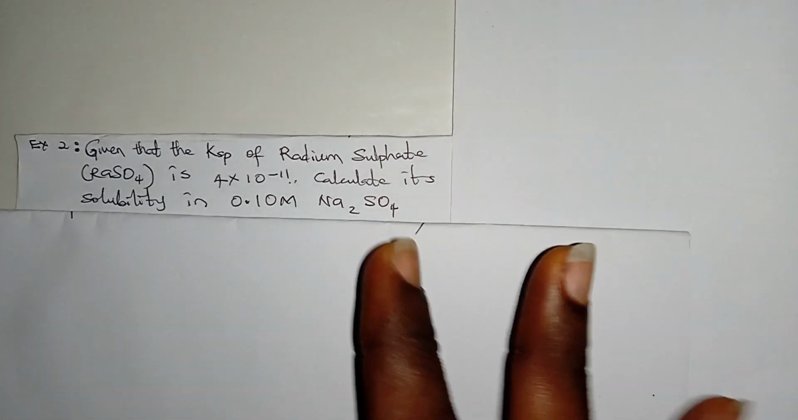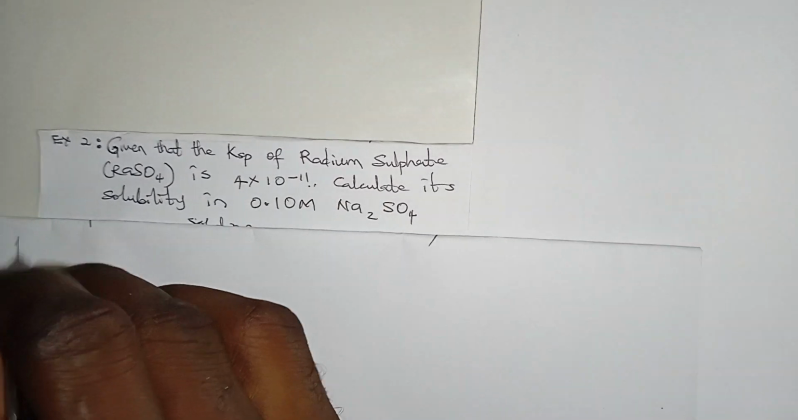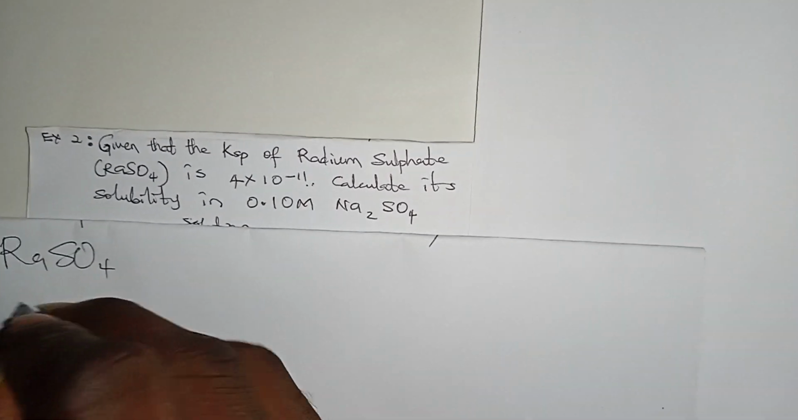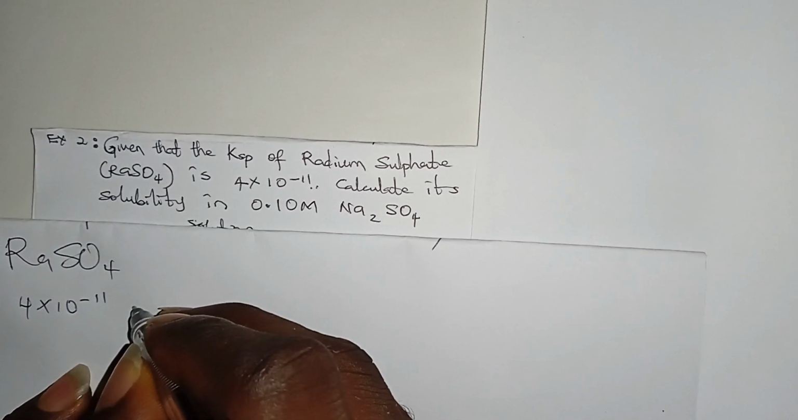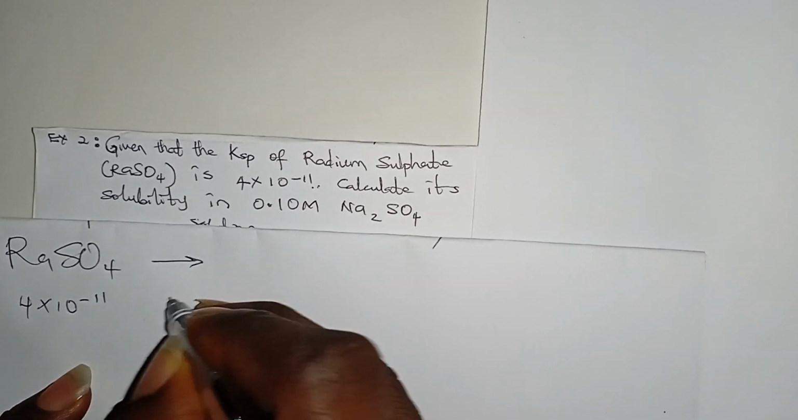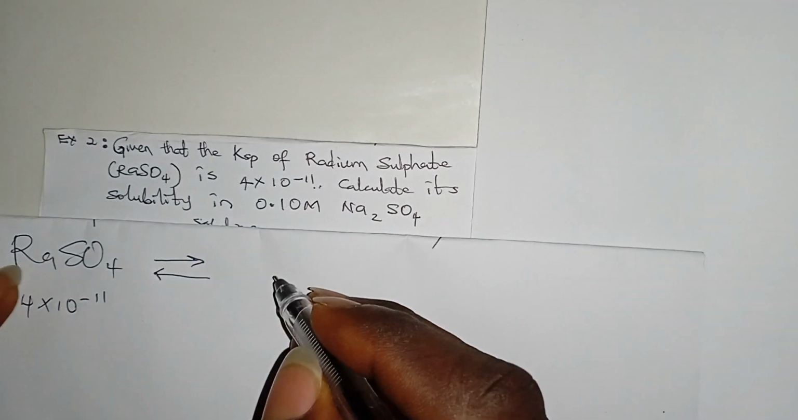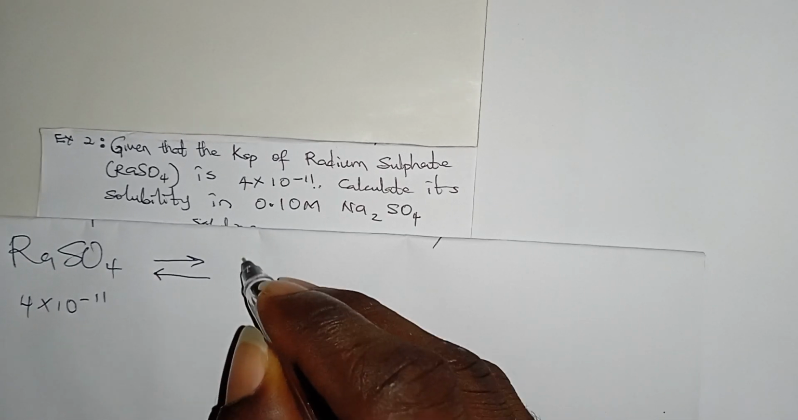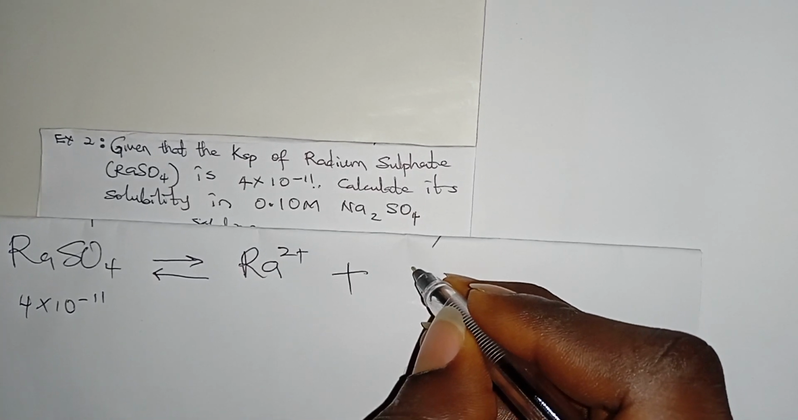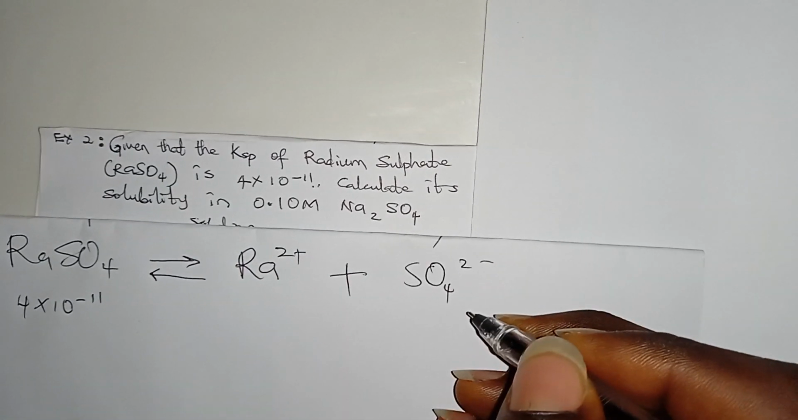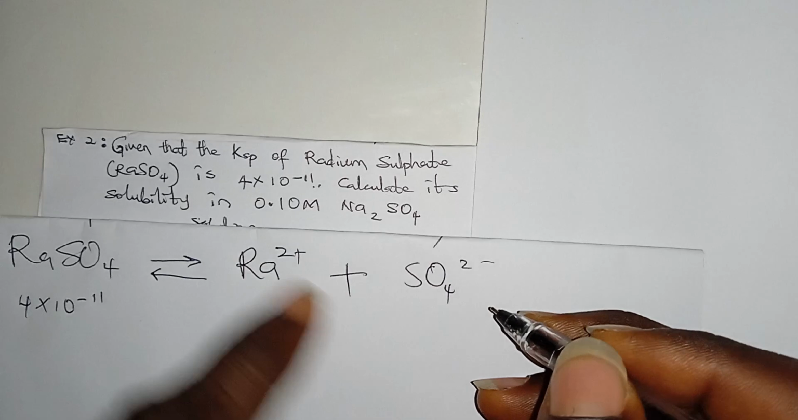All right, question 2 said, given that the KSP of radium sulfate is 4 times 10 raised to the power minus 11, calculate its solubility in sodium sulfate. I need you to know that if this is radium sulfate and this is the KSP, on dissociation you will have radium 2 plus and SO4 2 minus.